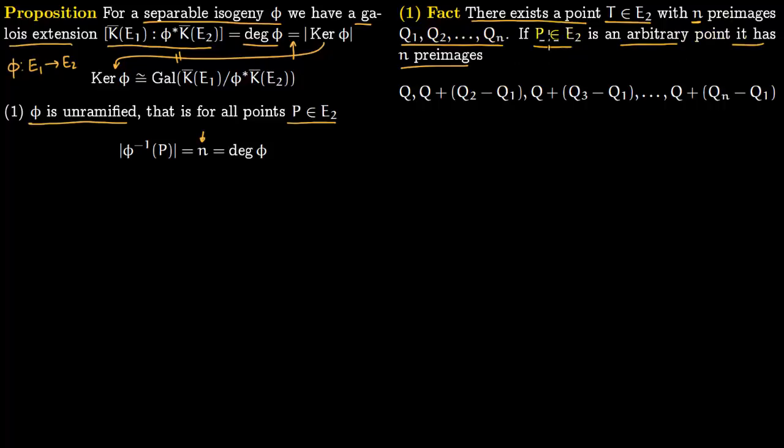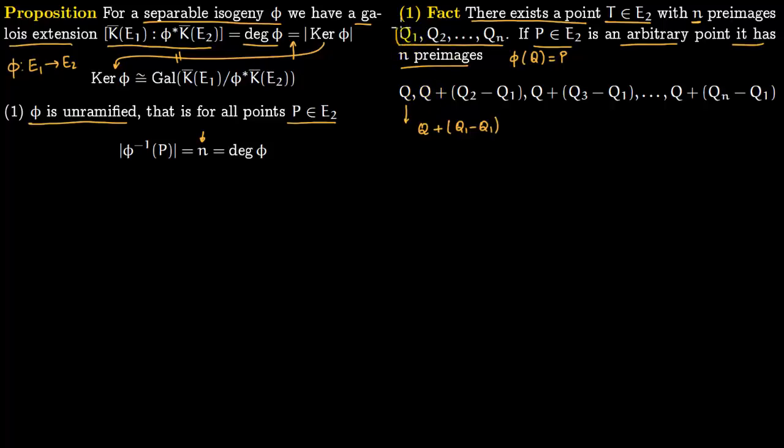So you pick this arbitrary point P in E2, and say there's a point Q which gets mapped to P. Then the n pre-images are Q, then Q plus Q2 minus Q1, Q plus Q3 minus Q1, all the way to Q plus Qn minus Q1. This Q we can actually rewrite as Q plus Q1 minus Q1. Obviously once you apply the map phi, the second portion vanishes because Q2 and Q1 get mapped to the same point T, which cancels out. The only thing you are left with is Q.